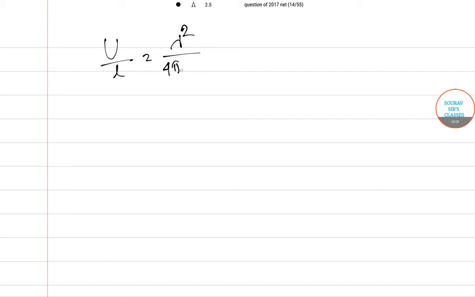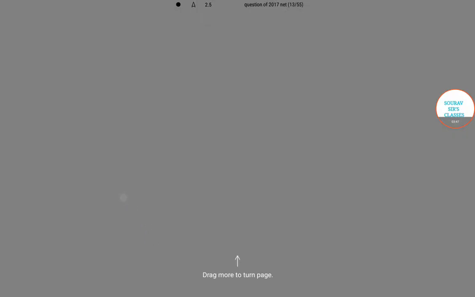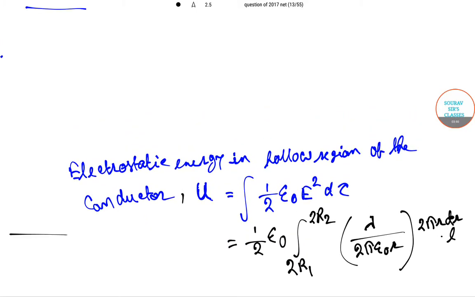Then we can write the energy U divided by L is equal to lambda square divided by 4 pi epsilon 0, integration over 2r1 to 2r2 of 1 by r dr. Here this is lambda by 2 pi epsilon 0 r square, as this is E square, into 2 pi r dr into length.